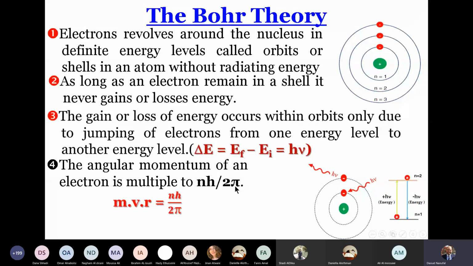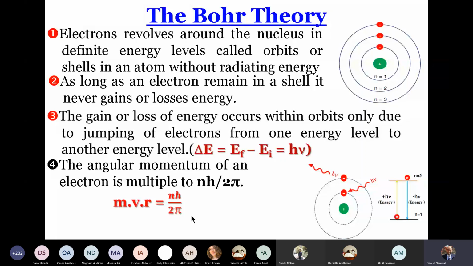If the electron is found on level 1, I will write the formula this way: m v1 r1 equals n1, which is equal to 1, times h divided by 2 pi. If the electron is found on level 2, m is constant: m v2 times r2 equals 2 times h divided by 2 pi. So my question now: why does the speed of the electron change from one level to another, and why does R change from one level to another?